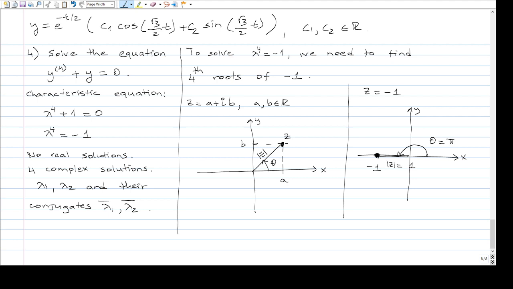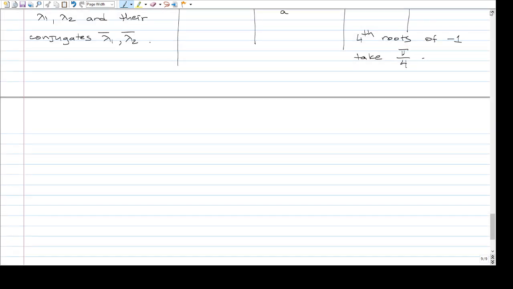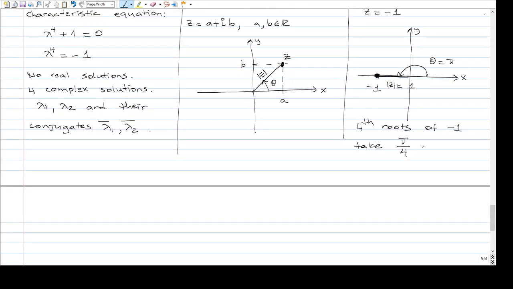So what we do is as follows. We are looking for fourth roots of -1. So we take this angle of -1, which is pi, and divide it by 4. So we get pi over 4. And the modulus of -1 is 1.